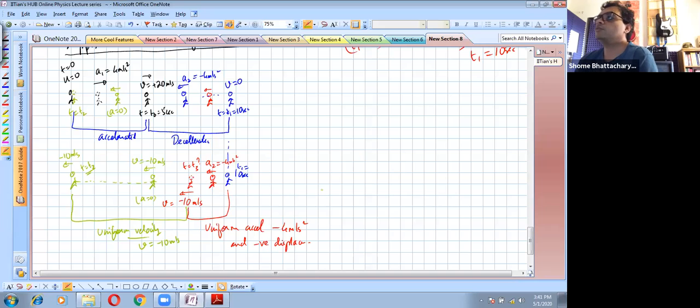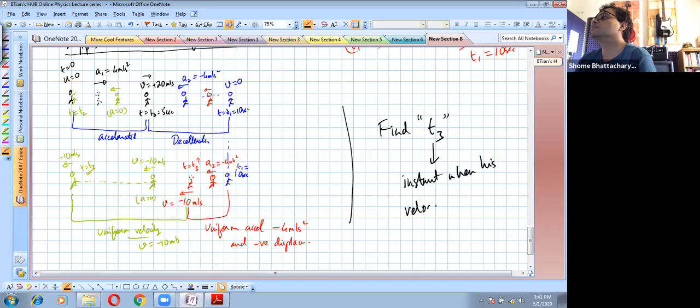Now what I want you to do is first calculate that time t3. The first thing you do is find the time t3, which is not given in the question, but I have labeled separately. That is the instant when his velocity becomes -10 meters per second for the first time. After that, it continues at the uniform velocity, but it becomes -10 meters per second for the first time at that instant.